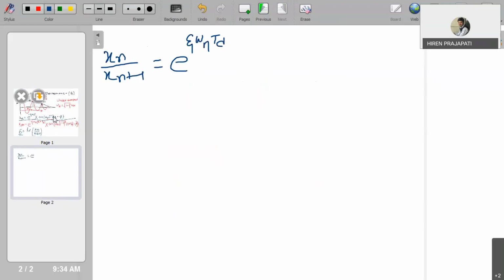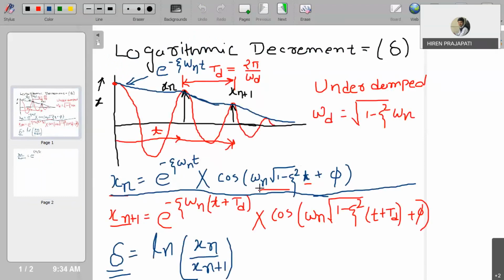Now if you look here, if I expand this cos, what is TD? TD is equal to 2 pi by omega d. So if I want to write TD, then TD is equal to 2 pi by omega d. This is nothing but 2 pi by omega d, which is square root of 1 minus zeta square times omega n, right?